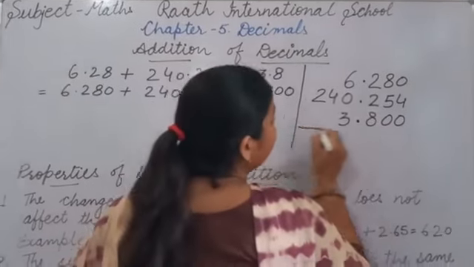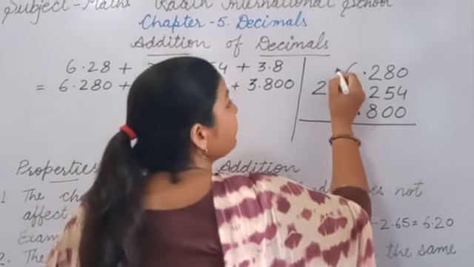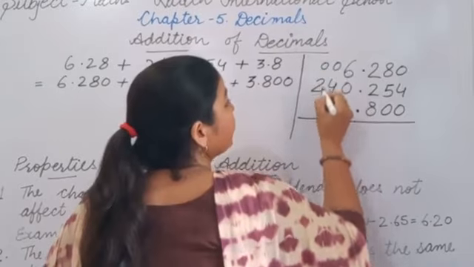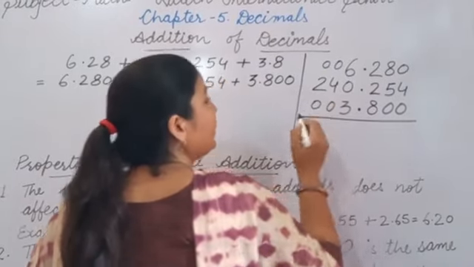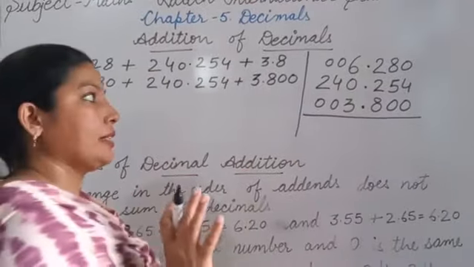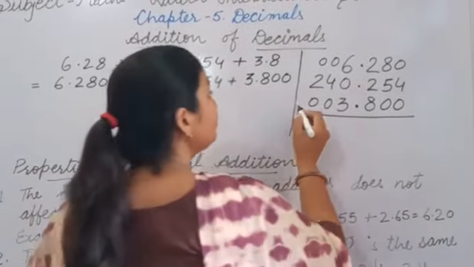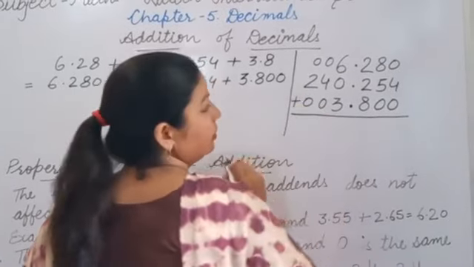Okay. Now we will do addition. Now here also we can make 0 if places are not there. So we can make zeros here. And if you are not making them, then also it is correct. Okay. Now we do addition.